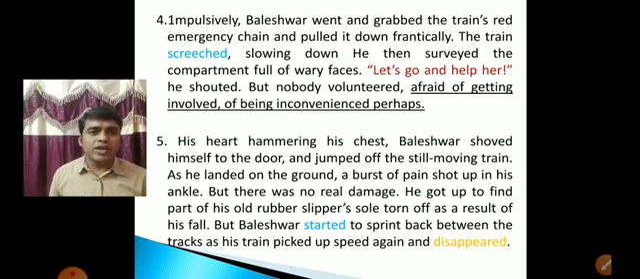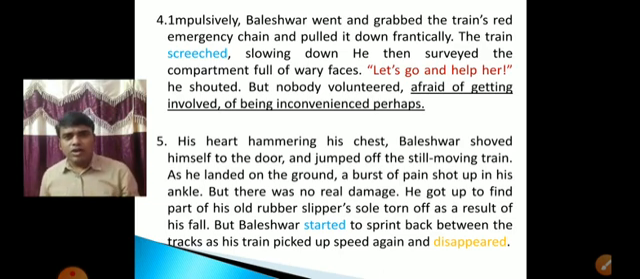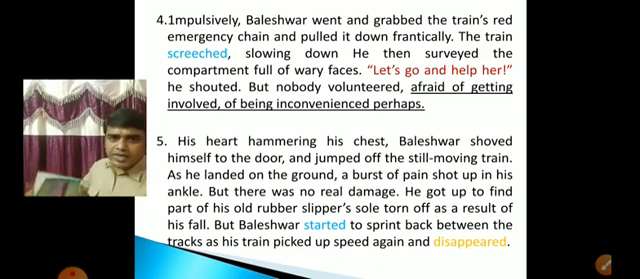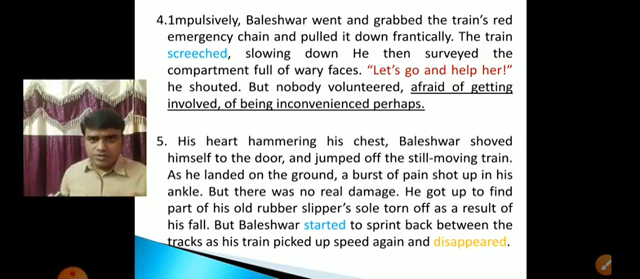But Baleshwar started to sprint back between the tracks as his train picked up speed again and disappeared. When Baleshwar started to sprint back, sprint in the sense, run by jumping, isn't it?